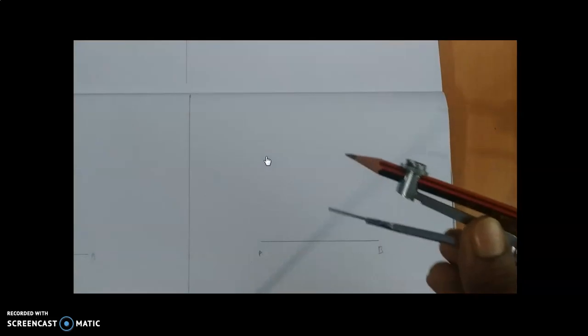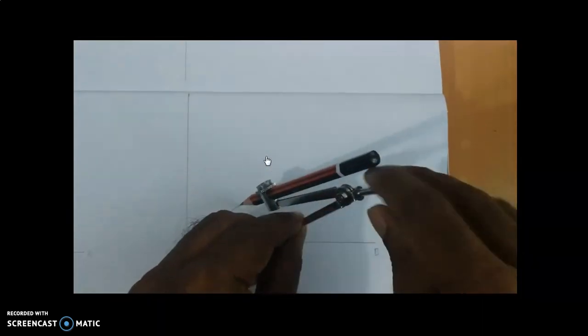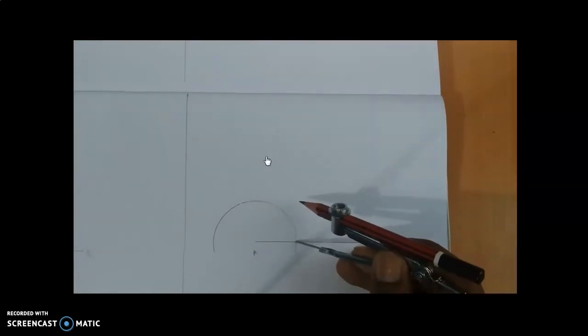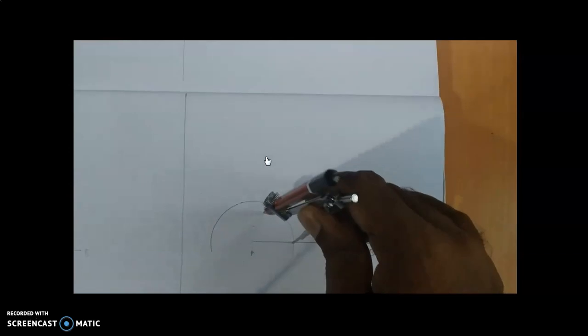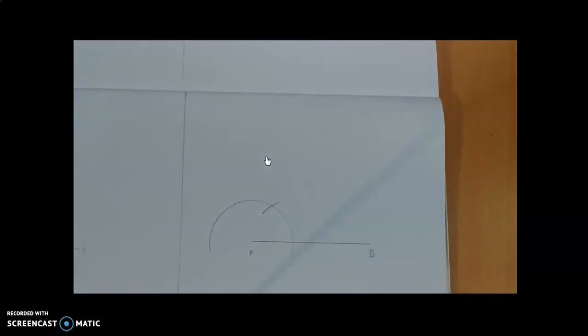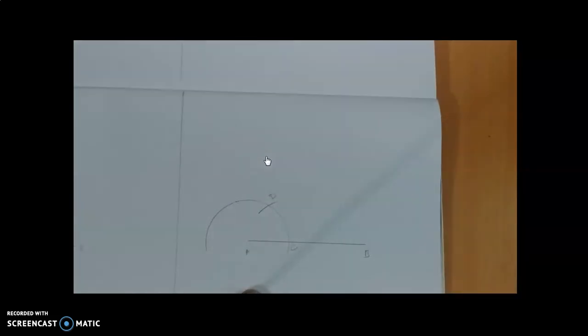Next take your compass and take any measurement of radius, and keep A as a center. So draw one arc like this. Then after that, without changing anything in your compass, make B the center and draw one arc on the previous arc here like this. Now let us take this intersection point as C and this intersection point as D here.